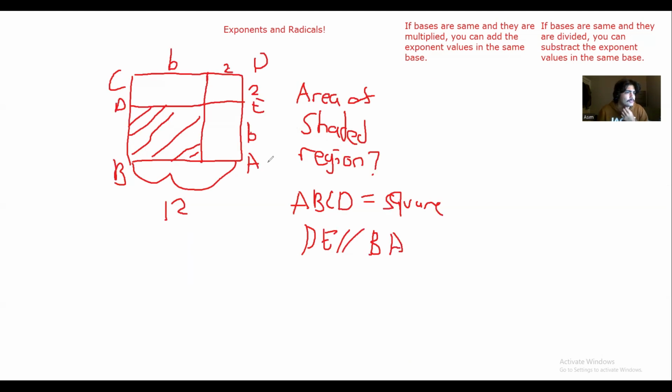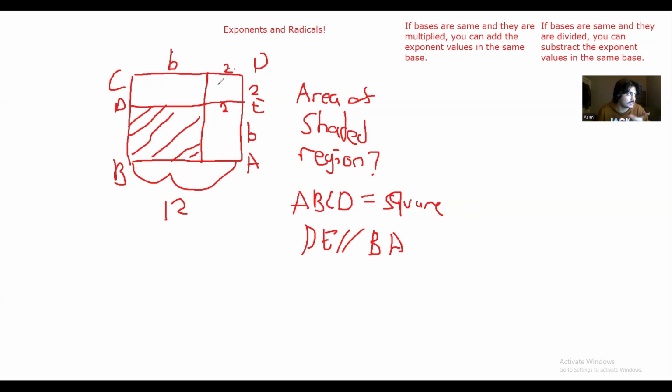So guys, we are asked to find the area of the shaded region. What can we do in order to find this area? So we have our b value, we have our 2. Over here we got our 2. We have another b, and we got 12 centimeters of length, or meters, if you may. How can we find this shaded area? The question states that ABCD is a square, and DE is parallel to BA. So what can we do? First of all, guys, if these lines are parallel, I can say that this will be 2 as well.